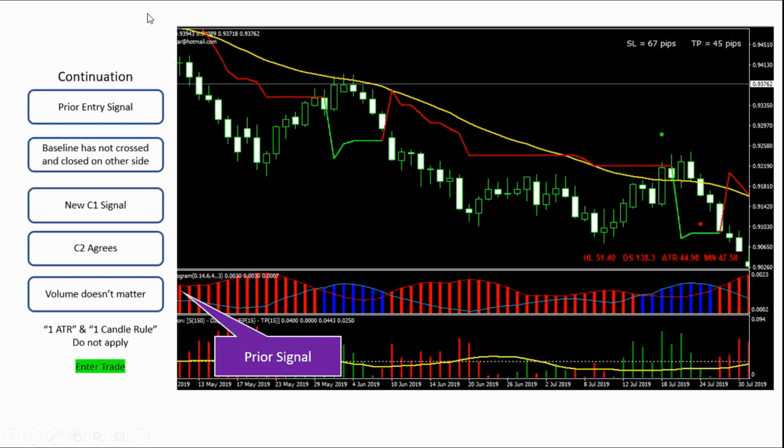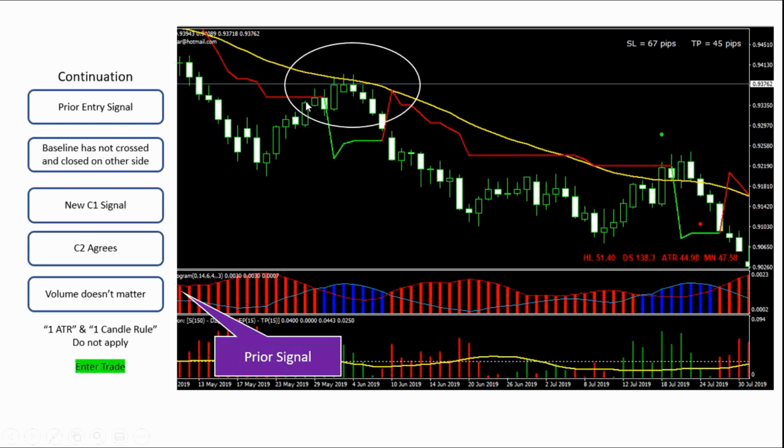So somewhere up here, we would have gotten a valid sell signal. Now, maybe we're in the trade, maybe we're not. Maybe we missed it. Okay, but there is a nice trade going on here. So then our trade starts to go up and then it goes back into our favor. So the next thing we want to make sure of though is that the price has not crossed or closed on the other side of the baseline.